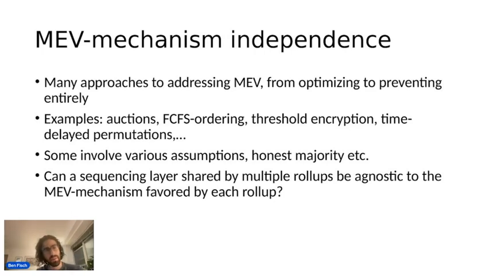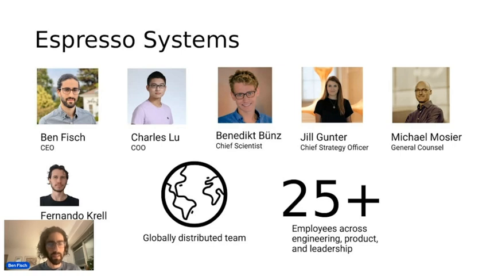It could be quite simple, I think, for threshold encryption, because the rollup could introduce its own separate threshold encryption set, and all the inputs that come to the shared sequencing layer are threshold encrypted. But it may get more complicated when we start considering other types of MEV mitigation approaches. So I leave it as an open question whether shared sequencing layers can truly be MEV mechanism agnostic. In any case, these are all problems that we are working on at Espresso Systems. Espresso is developing a shared sequencing layer for the rollup ecosystem, specifically focusing on Ethereum today.